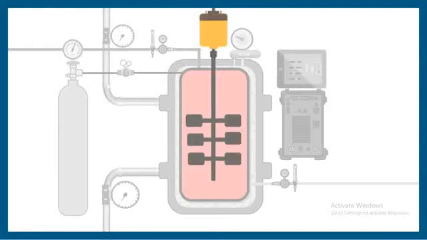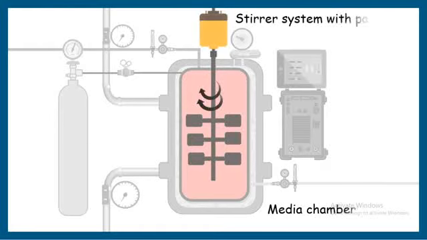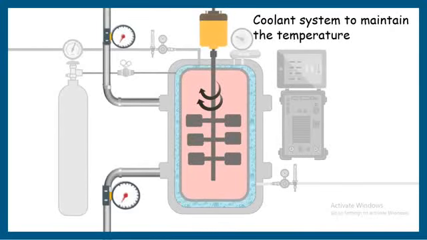Obviously, there is a stirring paddle attached to a DC motor. It allows this paddle to rotate, and its speed can be controlled. In this rotation process, heat might be generated. So in order to maintain the temperature of the bioreactor, there would be coolant systems as well. There are coolant systems running around this broth tank.